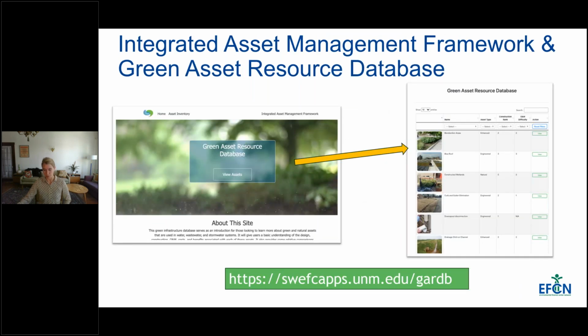I also wanted to make sure that everyone's aware that the Southwest Environmental Finance Center hosts the Integrated Asset Management Framework. It's intended for utilities, planners and municipalities as a method for blending green and traditional gray asset management. If you're not sure what asset management is, you can check it out on our website. It's a big part of what we teach in practice at the Southwest EFC, and it addresses what happens to a green asset once it's installed, and also how to plan for green assets alongside gray assets. We also incorporated into that website the Green Asset Resource Database. It houses a list of green assets, example photos, general costs for installation and maintenance, and other relevant information. So you can check out that resource as well.